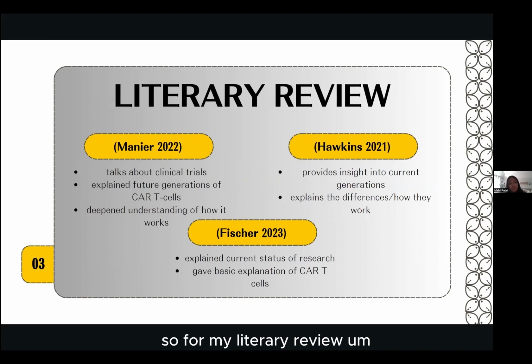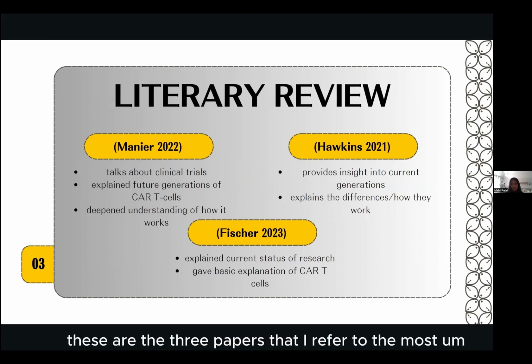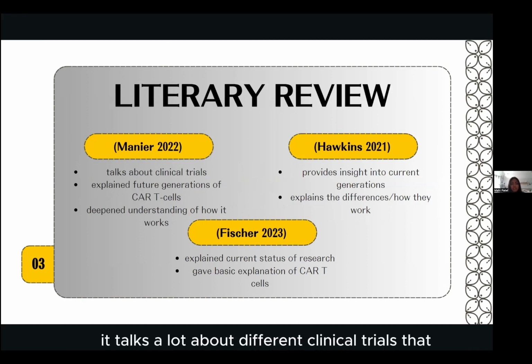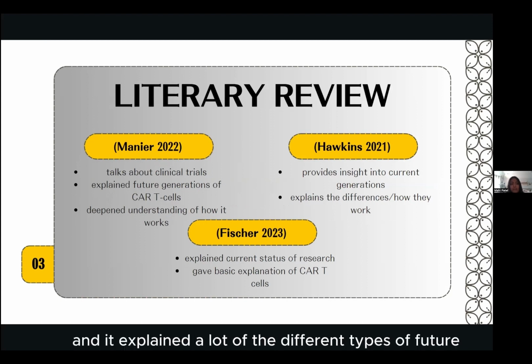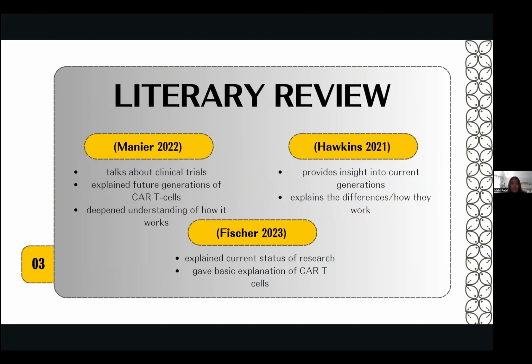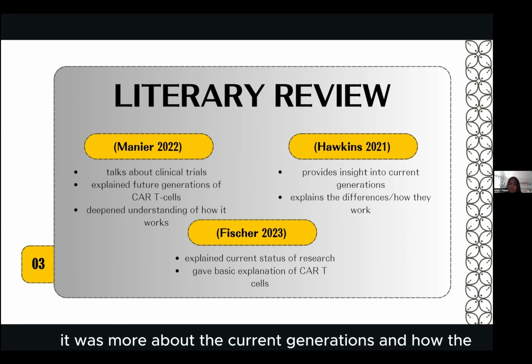So for my literary review, these are the three papers that I referred to the most. The first paper talks a lot about different clinical trials that relate to this therapy, and it explained a lot of the different types of future generations of CAR T cells and future advancements that could be made. And this also helped me understand better how this concept works because of the different challenges and how things can go wrong.